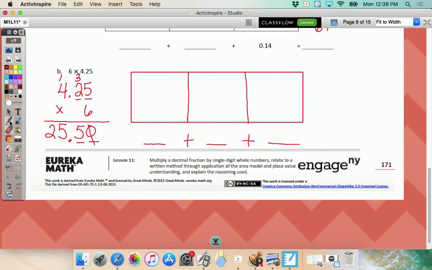Okay, so 6 is my whole number. It's going to go on the side. Then I'm going to take the decimal and put it at the top, but I'm going to write it in unit form. So what place value is the 4 in? Ones. So I'll write 4 ones. Did you already write it? Yeah. And then what place value is the 2 in? Tenths. So 2 tenths. And what place value is the 5? Hundredths. Okay, so write 5 hundredths. And you can abbreviate.